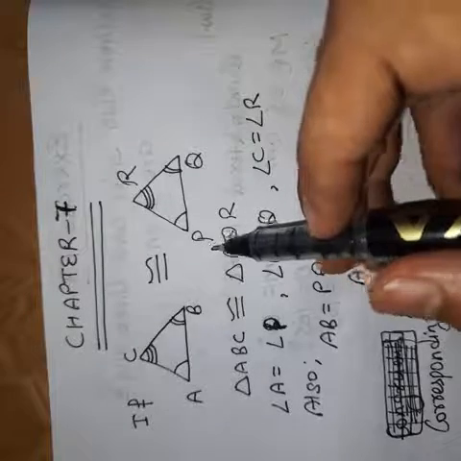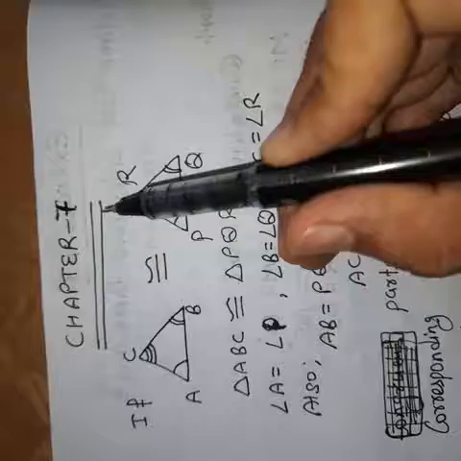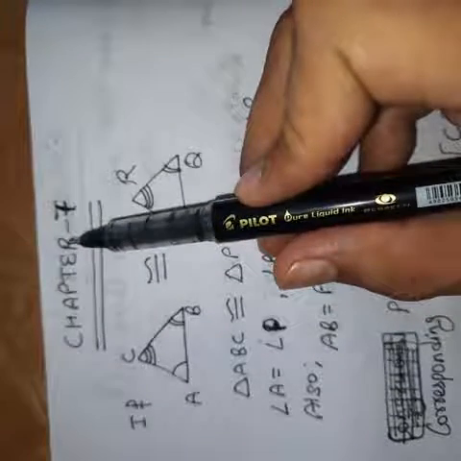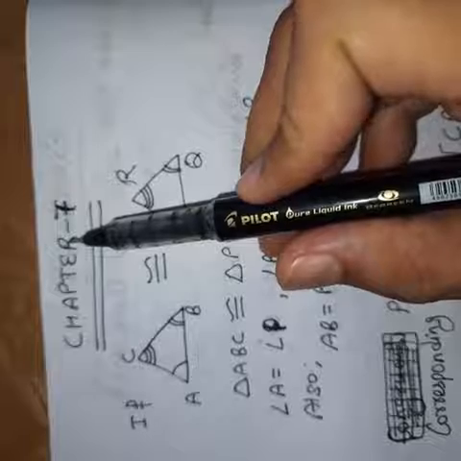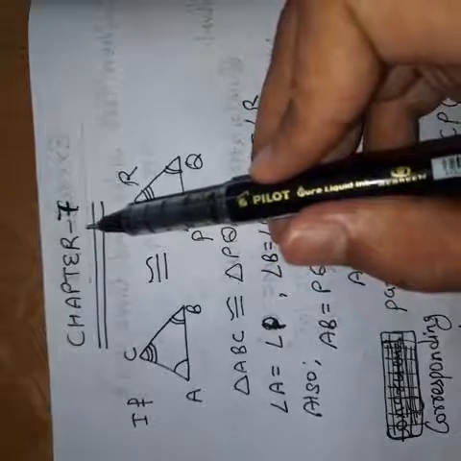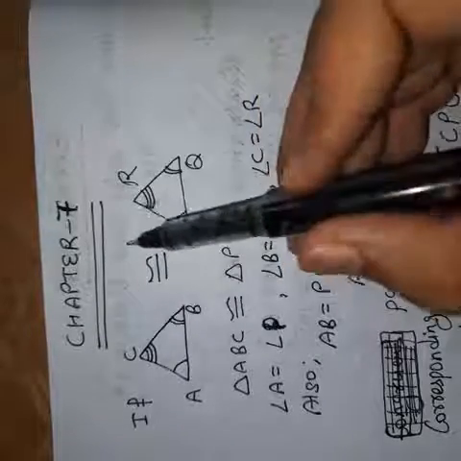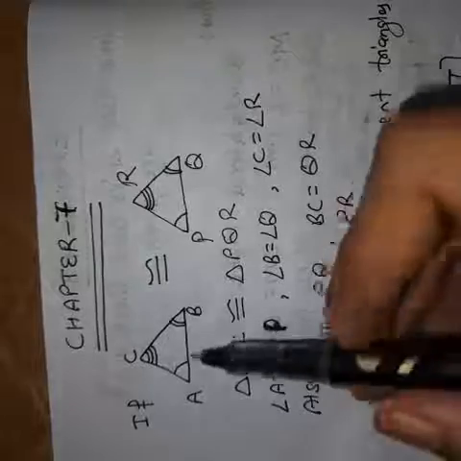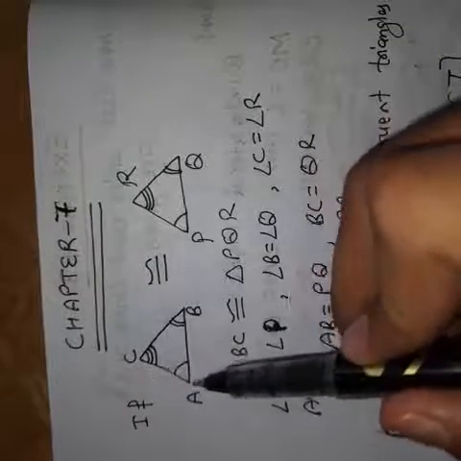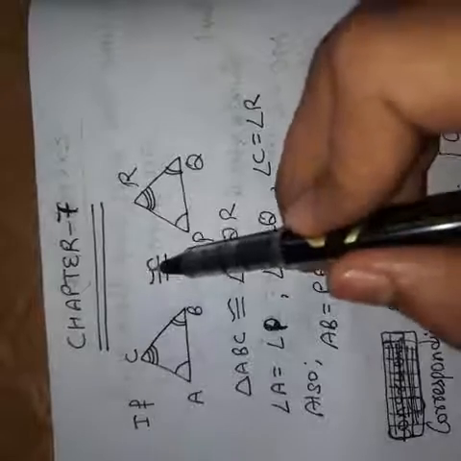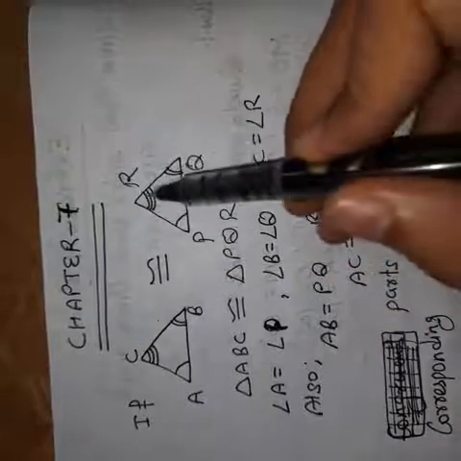Dear students, now we will start some basic introduction of chapter 7. In chapter 7, we will mainly focus on properties of two congruent triangles and also how you will prove two triangles are congruent. So, I have shown a triangle ABC is congruent to triangle PQR.